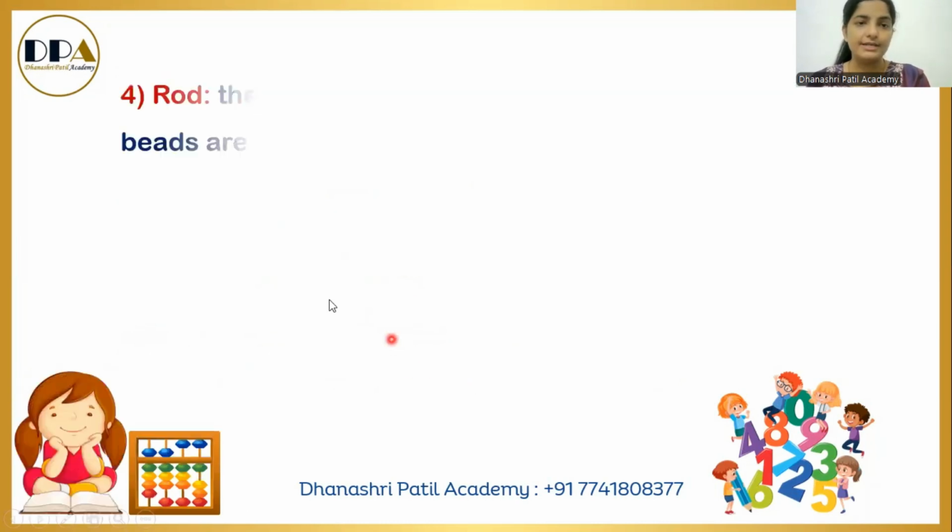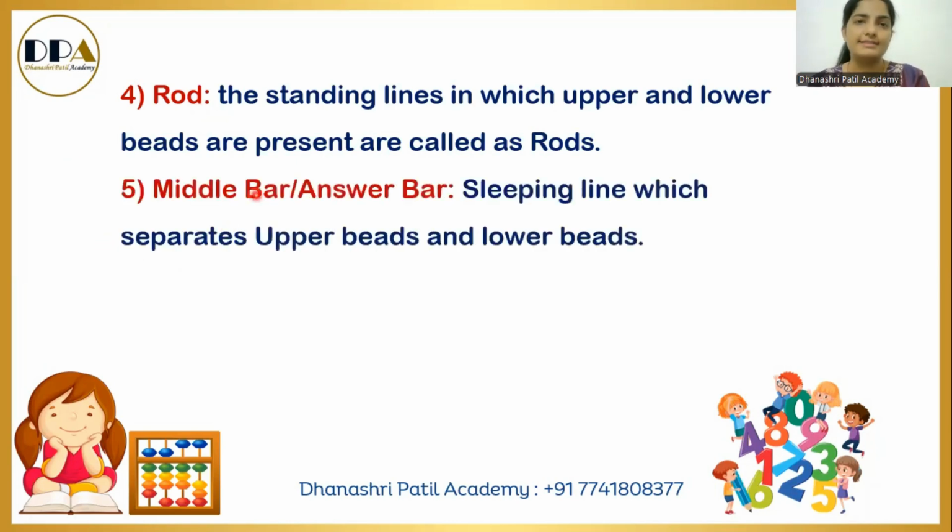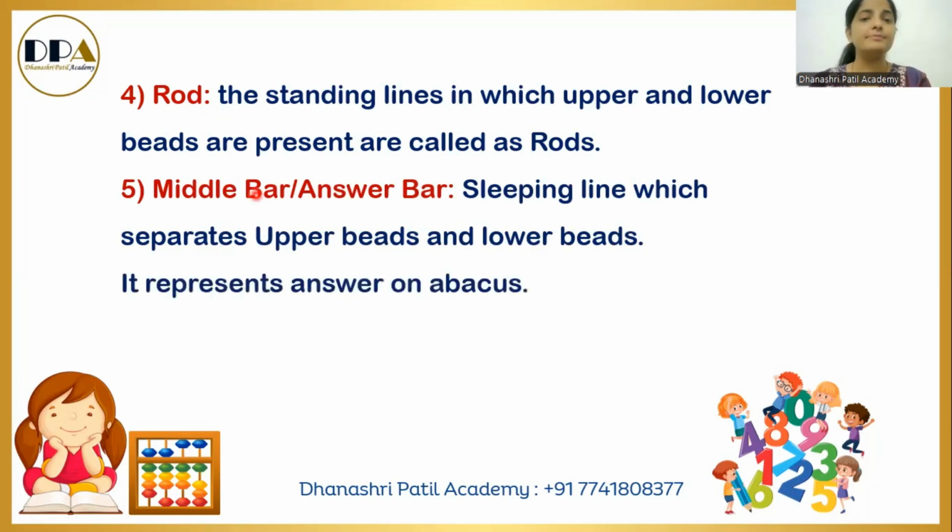Now let's talk about the rod. The standing line in which the upper and lower beads are present, fixed into that standing line, is called a rod. Middle bar or answer bar: what exactly is this? It is a sleeping line or horizontal line which separates the upper beads and lower beads from each other. It represents answers on an abacus. If some beads are touching the answer bar, it means it has a specific number.